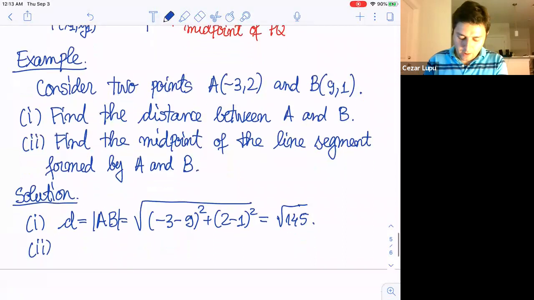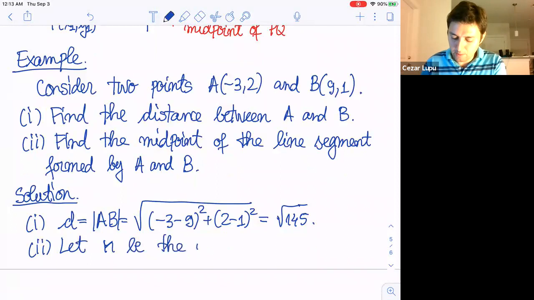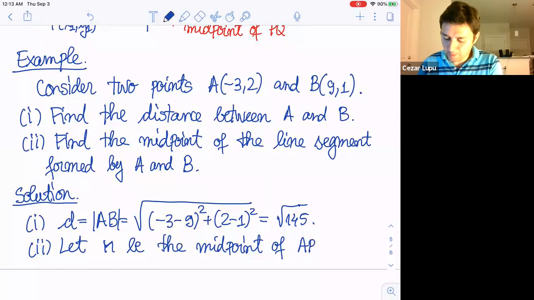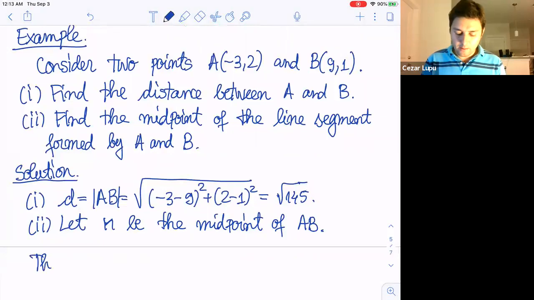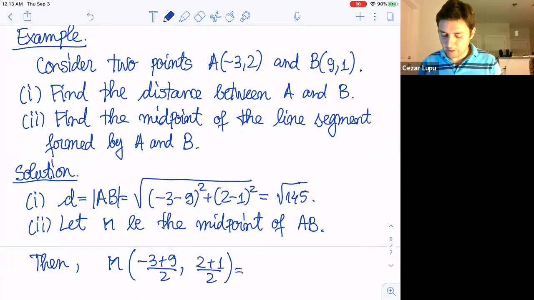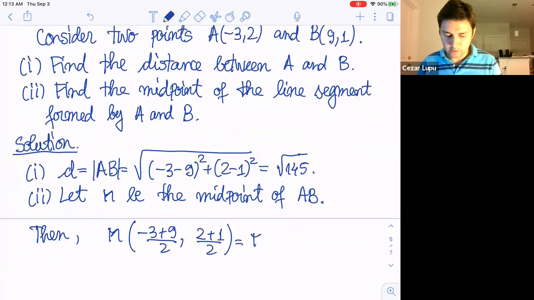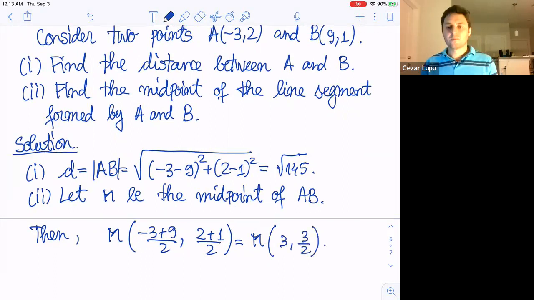And the second one, the midpoint formula. Let M be the midpoint of the line segment AB. Then M will have coordinates, by the midpoint formula, negative 3 plus 9 over 2 and 2 plus 1 over 2. And this is nothing else than just M of coordinates 3 and 3 halves. Okay, so this is how we find it. It's pretty straightforward.